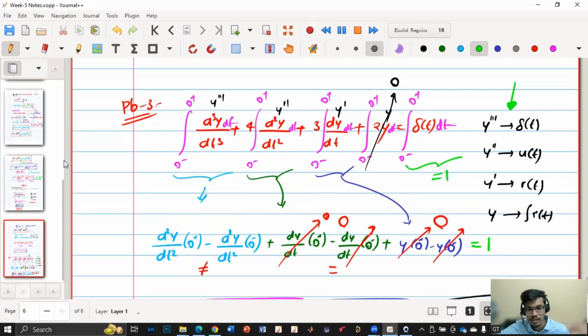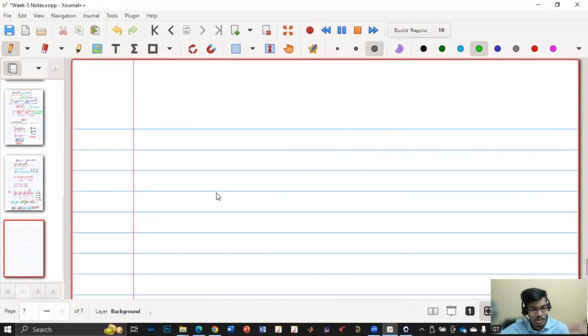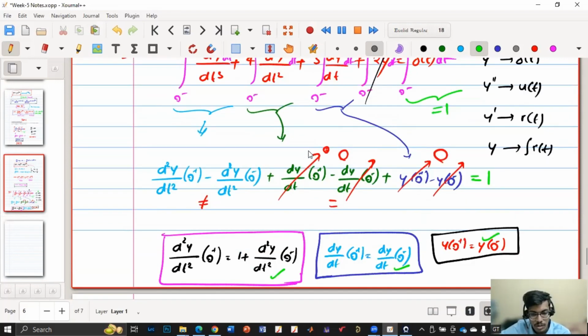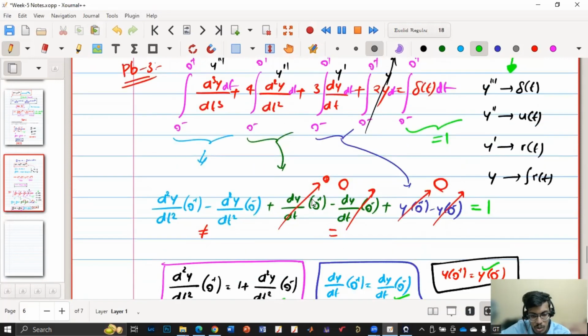So whoever was asking, I hope now it is clear for you. Coefficients are not equal, still we can cancel them? No, I am only cancelling. See, dy by dt at 0 plus and dy by dt at 0 minus can only be cancelled if dy by dt is continuous. So I will check what dy by dt is: y dash. Whether y dash is continuous or not. Ramp, r of t, it is continuous. So that's why I'm cancelling.